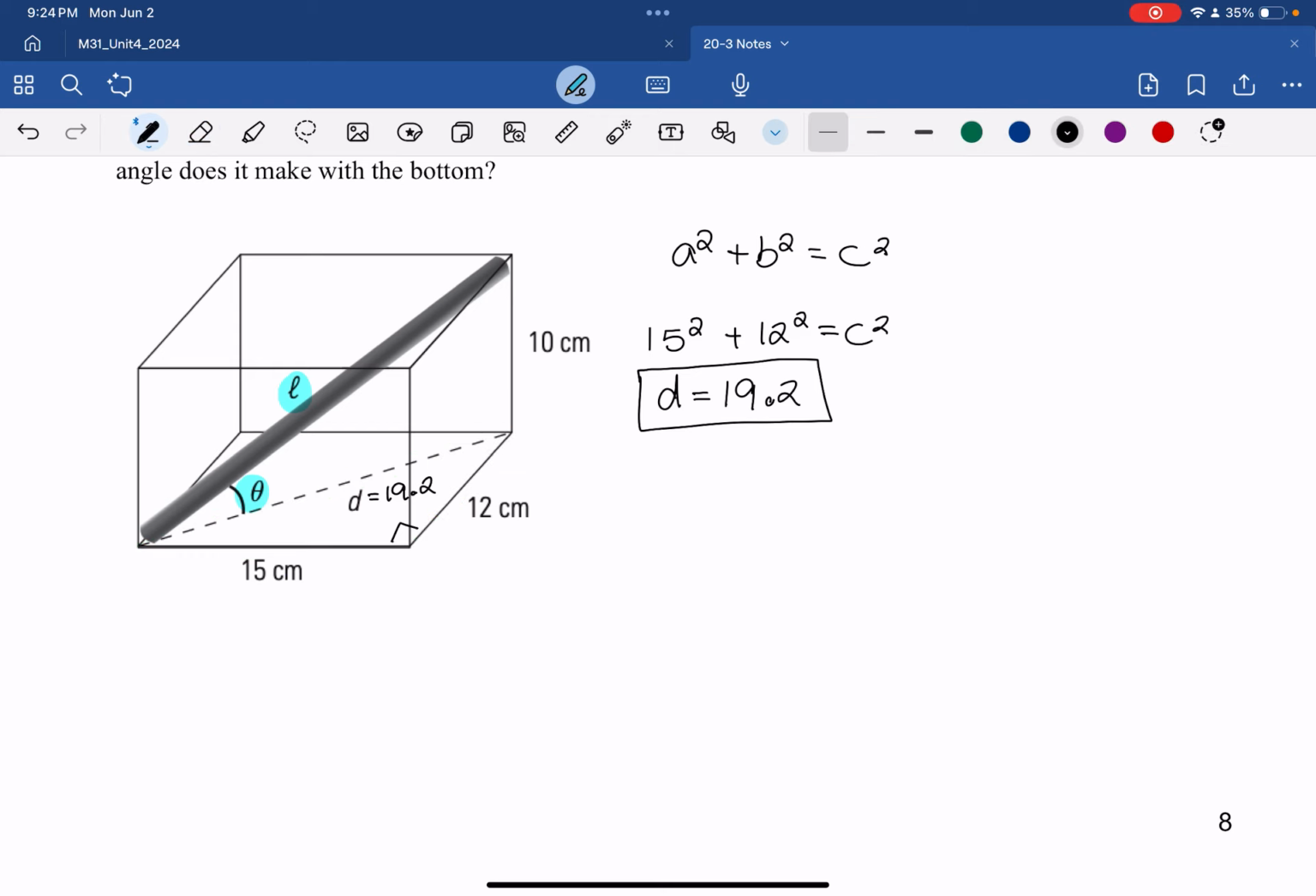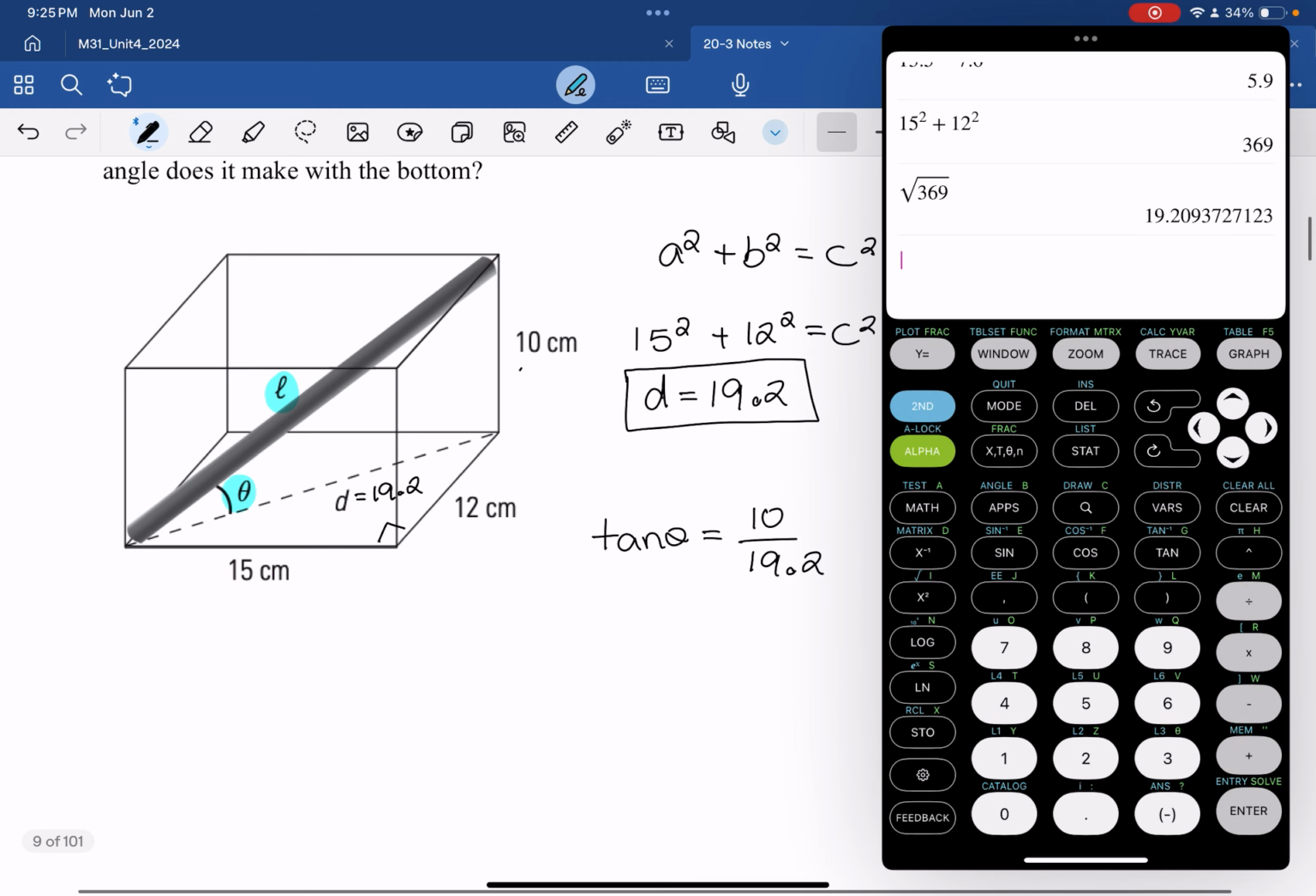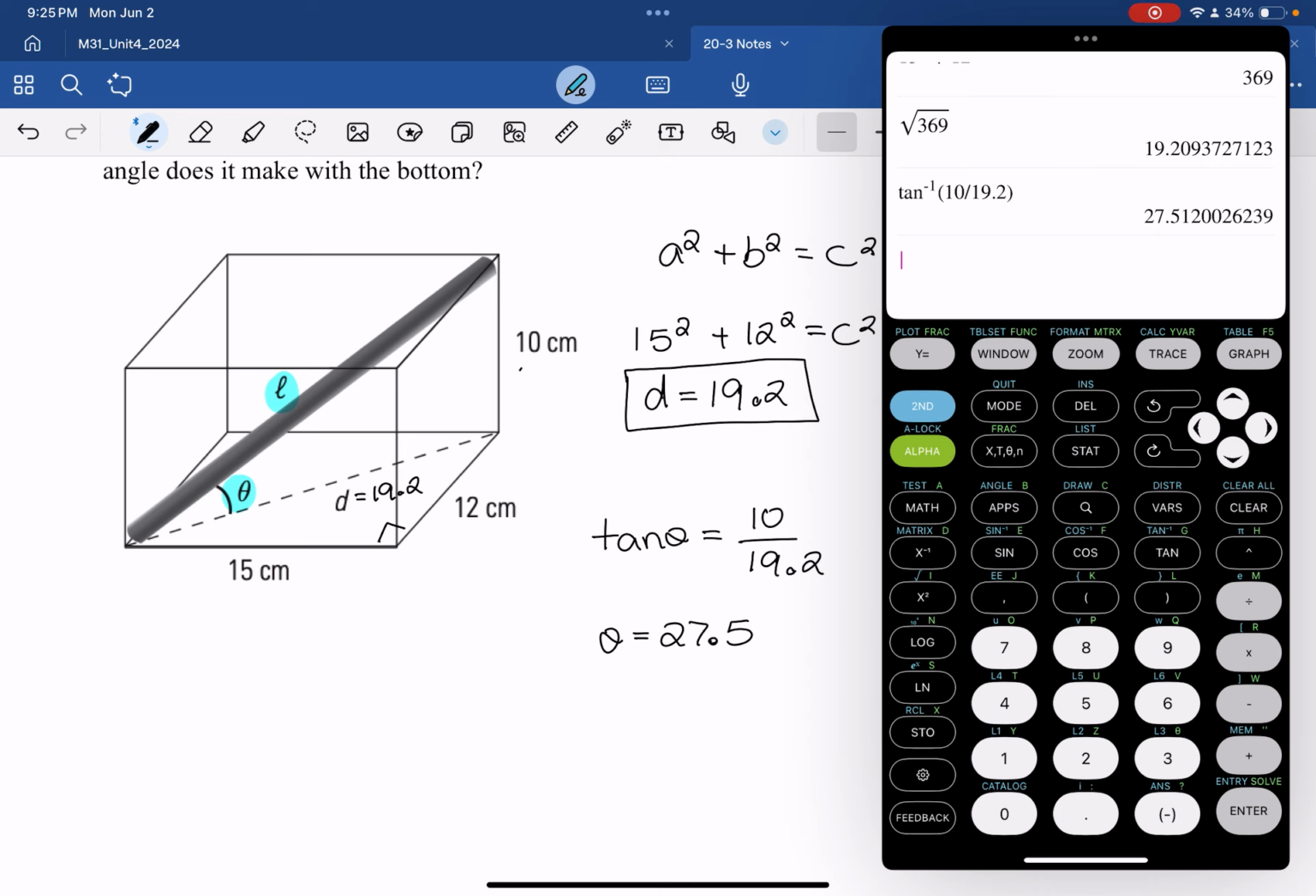So now I need L and I need theta. At this point, I could solve for either. For theta, I have opposite and I have adjacent to that angle, okay? The L is the hypotenuse. So using opposite and adjacent, I can use tan to figure out the angle. My opposite would be 10, my adjacent would be 19.2. Remember that if we're looking for an angle, you have to take inverse tan. So theta here is going to be 27.5 degrees.